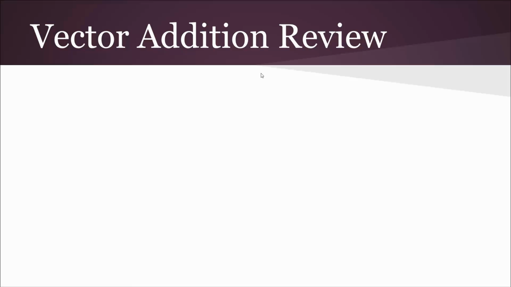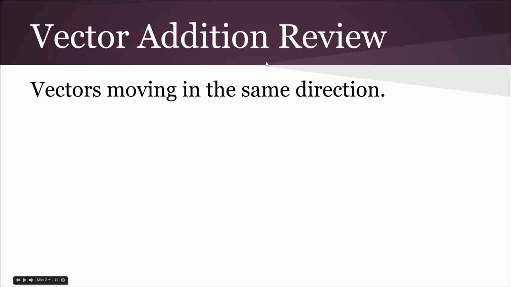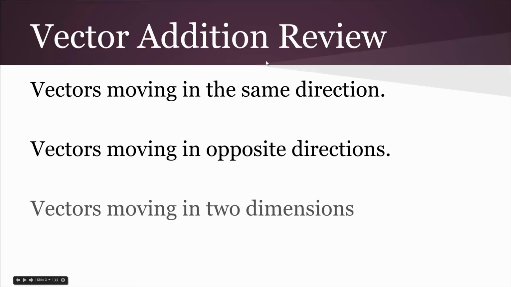So let's talk about vector addition one more time. So vectors moving in the same direction is one possible scenario we have. We have vectors moving in opposite directions, or acting in opposite directions. And we have vectors that are going in two different directions. So one of them's going west, one of them's going north, for instance.